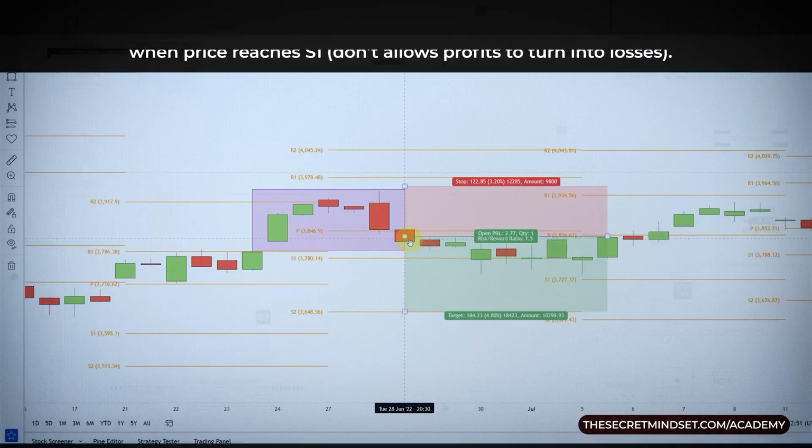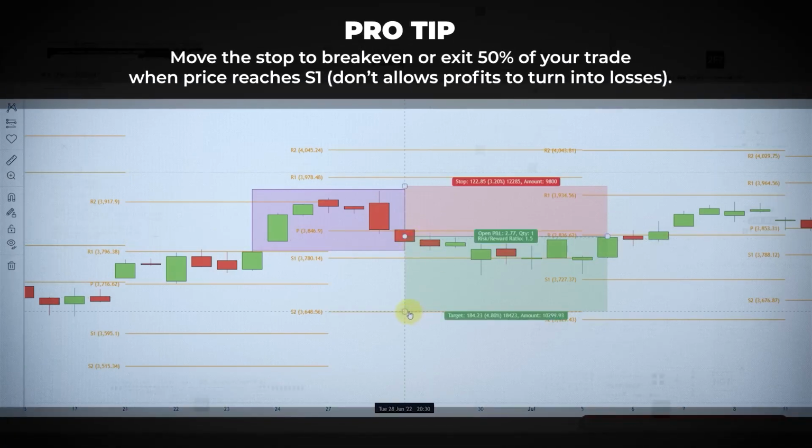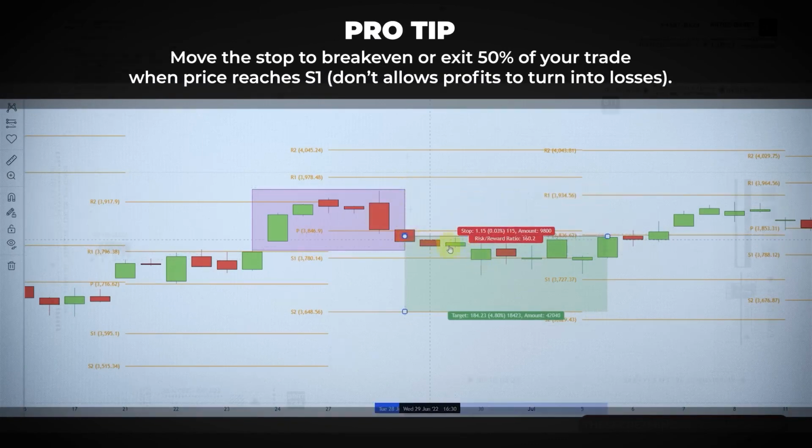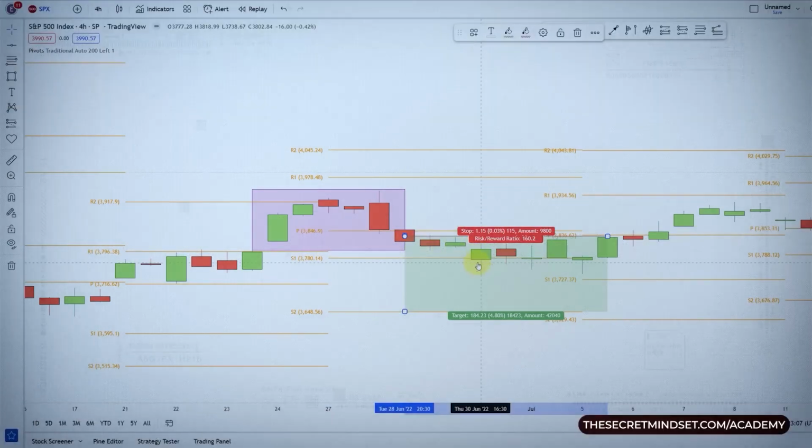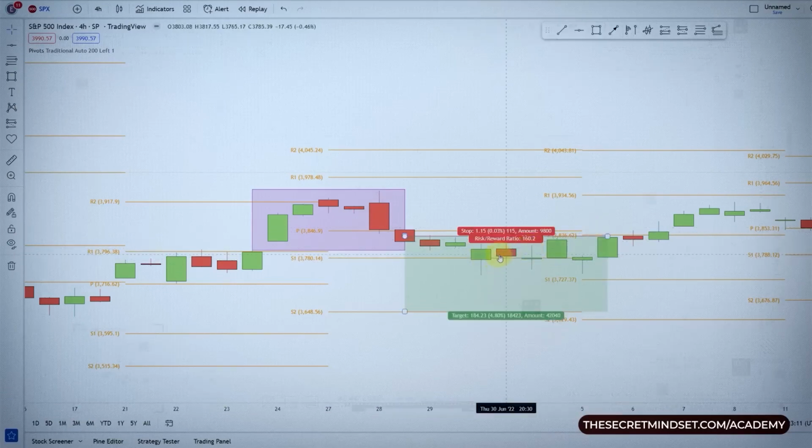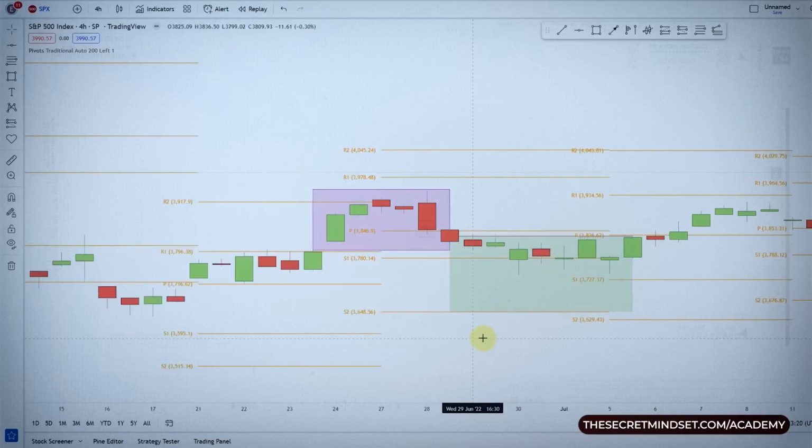If you plan to exit not at the first pivot, but at the second one, if the S1 level is reached, to avoid turning a profit into loss, it's better to move the stop to break even, or you could exit 50% of your trade. In this example, the market reached our first target, but failed to reach the second one, and we were stopped out with a break-even trade. It will happen, but at least you're not taking losses.